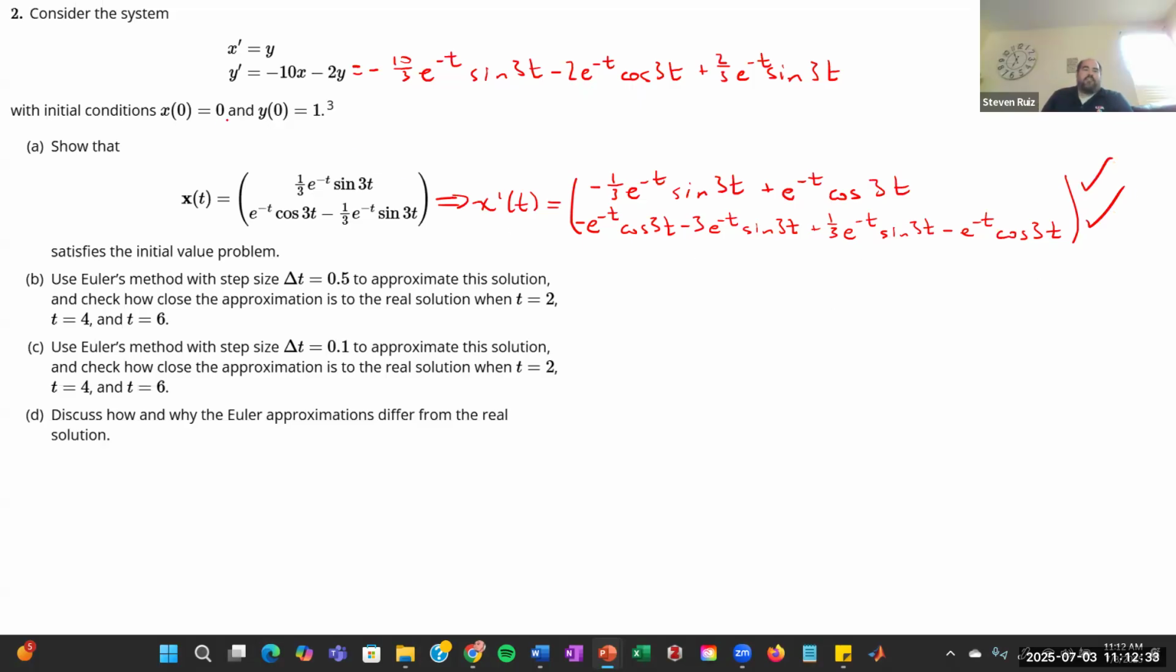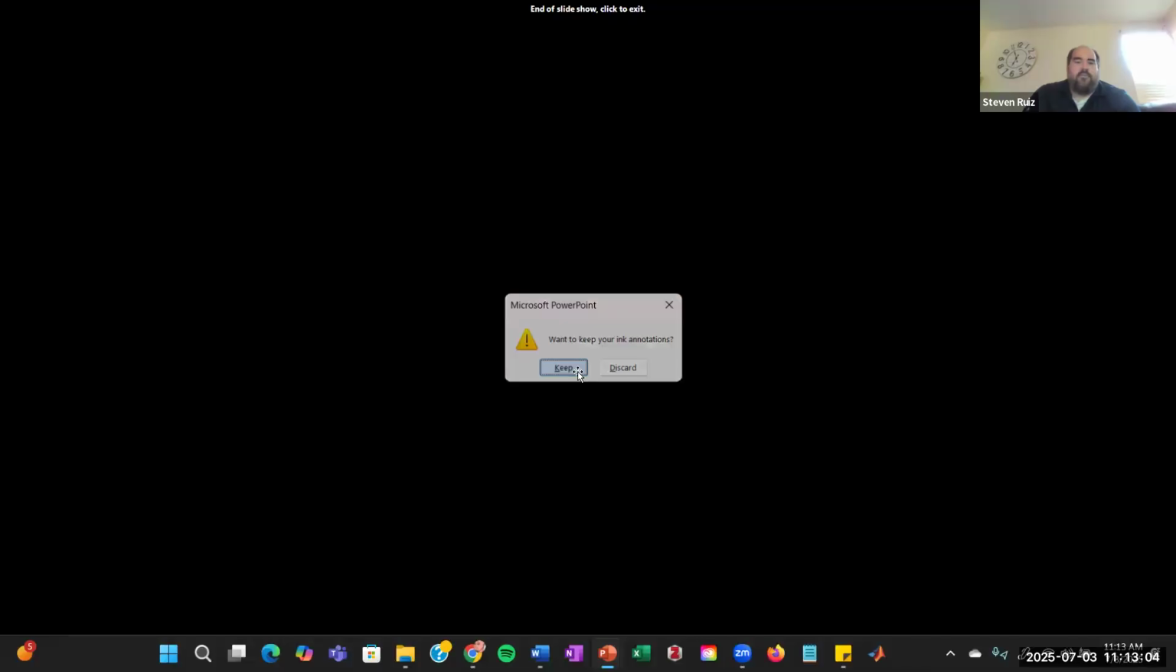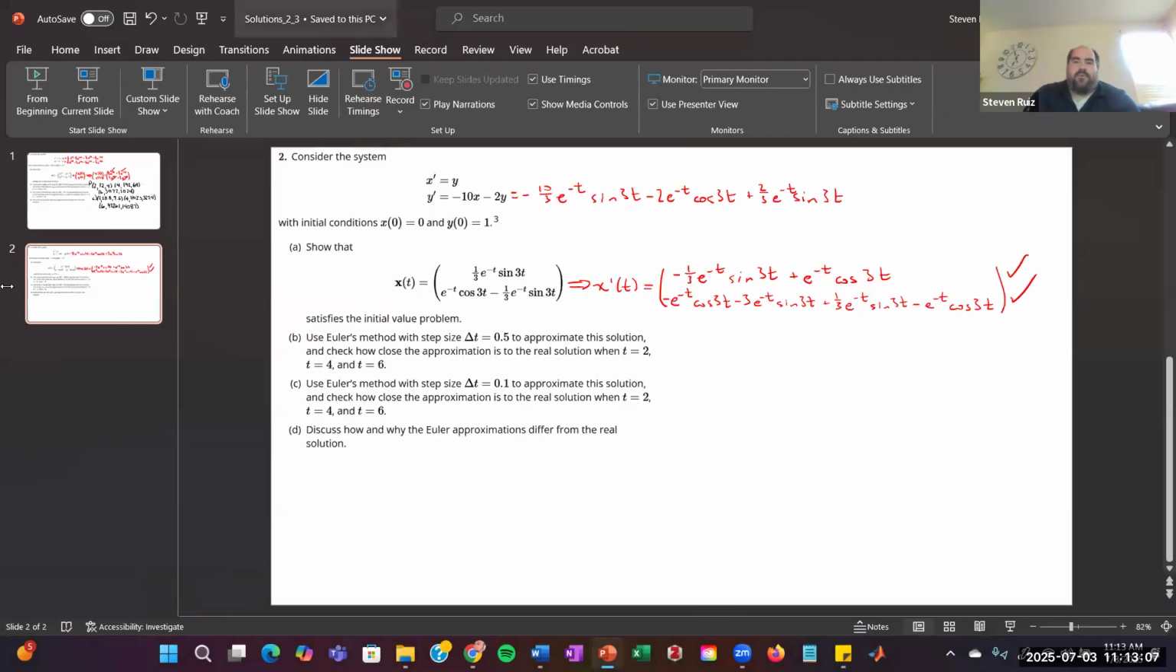I should check the initial values again. X of 0 equals 0. That's true. Sine of 0 is 0, so everything else will get annihilated there. How about y of 0? This right-hand term will go to 0 because of the sine. The left-hand term will be e to the 0 times cosine of 0. That's 1. Okay, so all good on the initial conditions as well. All right, now for the rest of this, let's go back to my code for Euler.